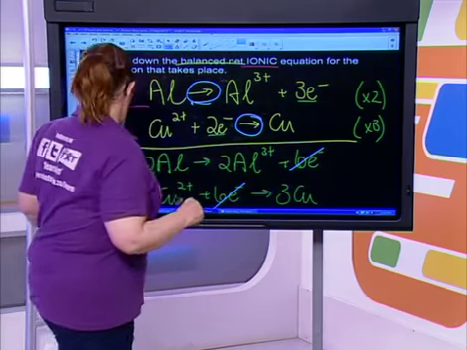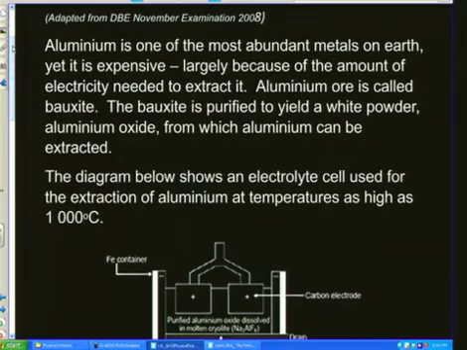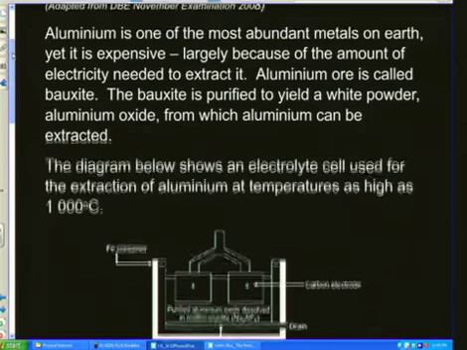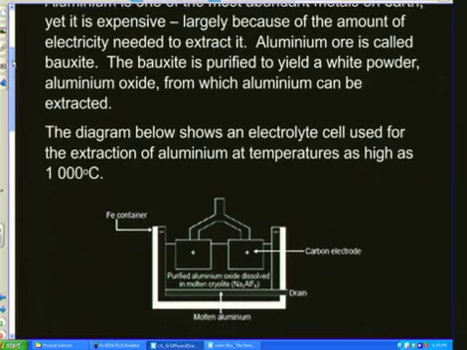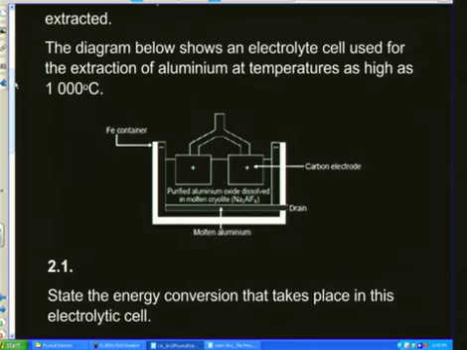Be careful there. Okay. Now, aluminium is one of the most abundant metals on Earth, yet it is expensive, largely because of the amount of electricity needed to extract it. Aluminium ore is called bauxite. Bauxite is purified to yield a white powder called aluminium oxide, from which aluminium can be extracted, in other words, removed. The diagram below shows the electrolytic cell for the extraction of aluminium at temperatures as high as 1,000 degrees Celsius. Okay, and this is in an iron container. We've got our carbon electrodes, there's a drain, molten aluminium.